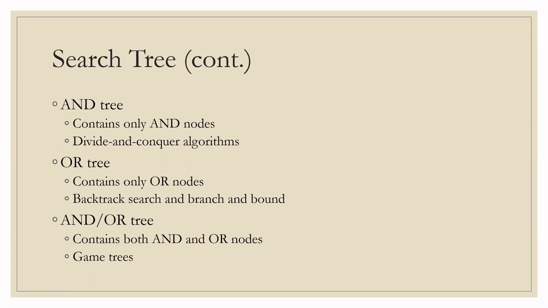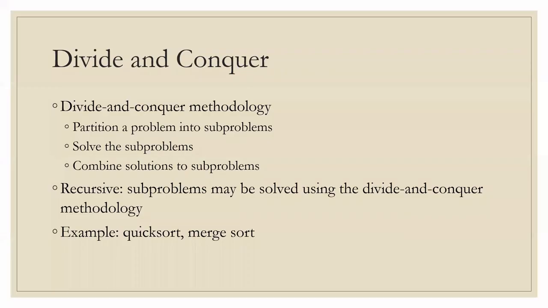Every non-terminal node in an OR tree is an OR node. Backtrack search and branch and bound algorithms explore the OR trees. A combination AND-OR tree is characterized by the presence of both AND nodes and OR nodes. Game trees are examples of AND-OR trees.